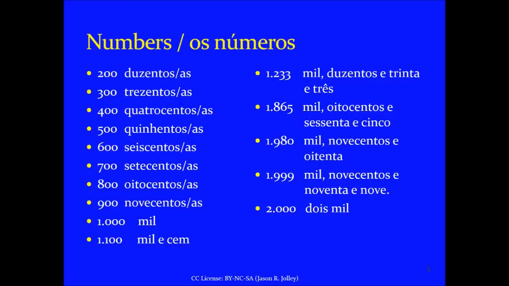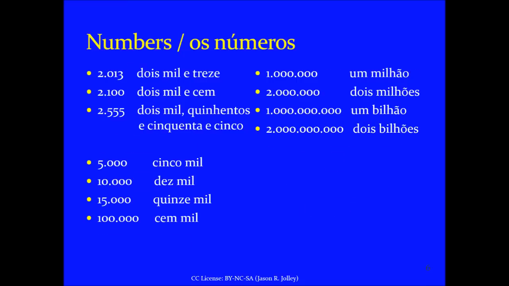So 1999. In Portuguese, as in Spanish, you can't say dates in that form, nineteen ninety-nine. You have to say 1,999 would be mil novecentos e noventa e nove. Finally, 2000. And then this final slide in the sequence has some even bigger numbers.